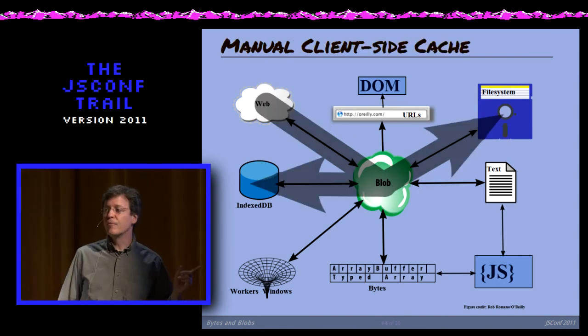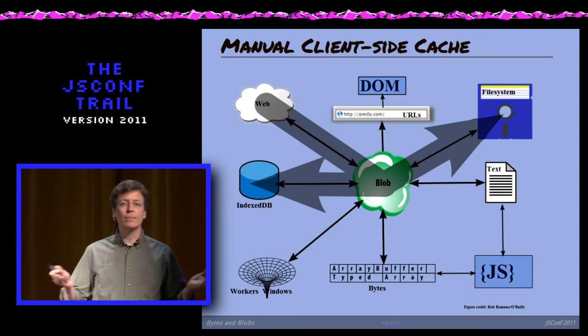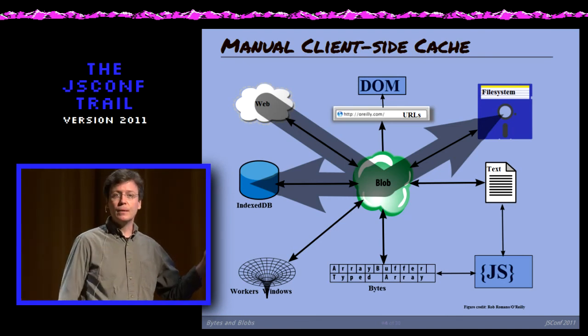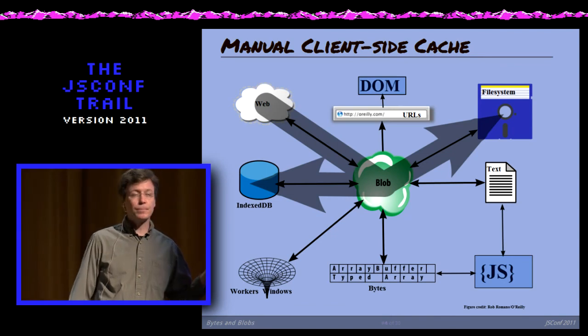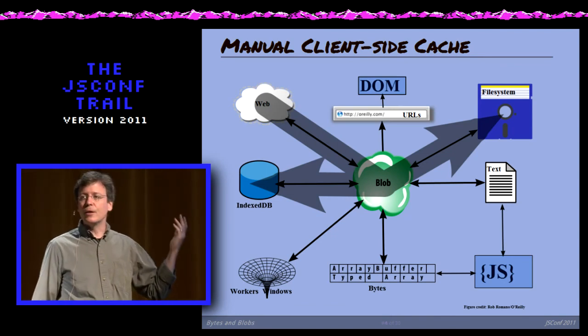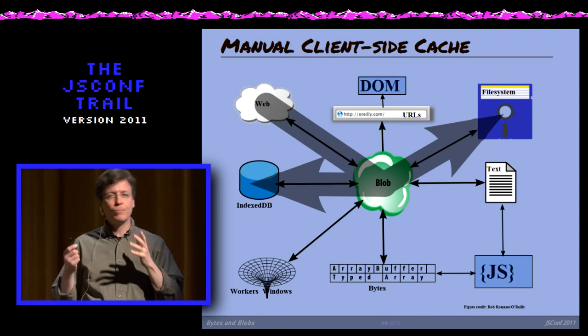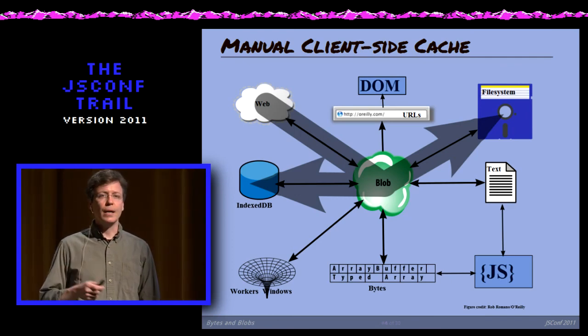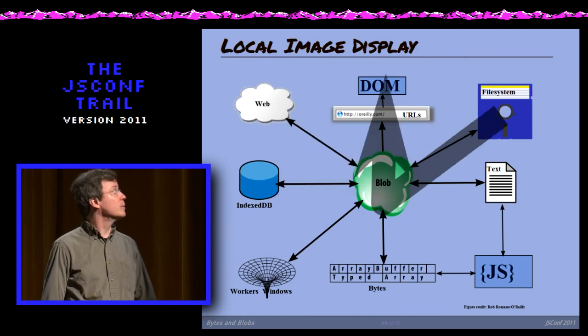Okay, here's one. You download a blob from the web, and then once you have that blob, you save it to a local file, or you might save it to an indexed database. So this is sort of a scenario for locally caching data. And of course, the right way to do that is probably with the new application cache, but you could do it this way if you chose to.